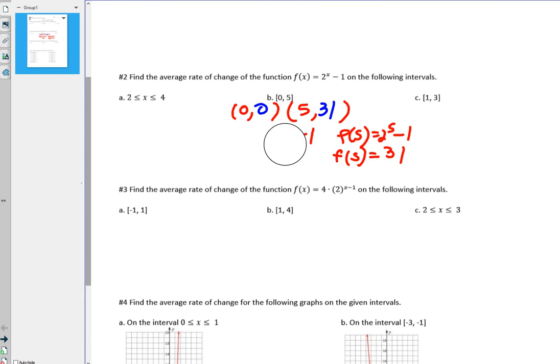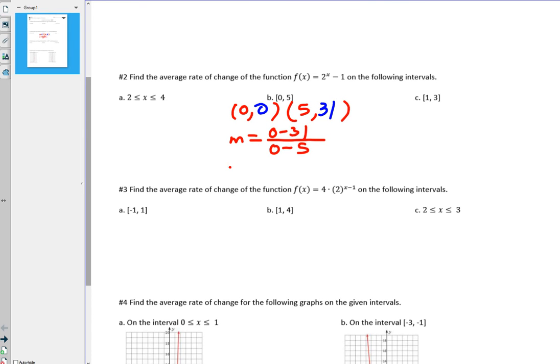So now I have my 2 points. Let's find the slope. You could do y1 minus y2, or some of you love doing y2 minus y1. It doesn't make a difference because at the end you're going to divide. So m is equal to 0 minus 31 over 0 minus 5. That gives you negative 31 over negative 5, but you can't leave it that way because the negatives cancel. So you just stay with 31 over 5. What is the rate of change over that interval? 31 over 5.